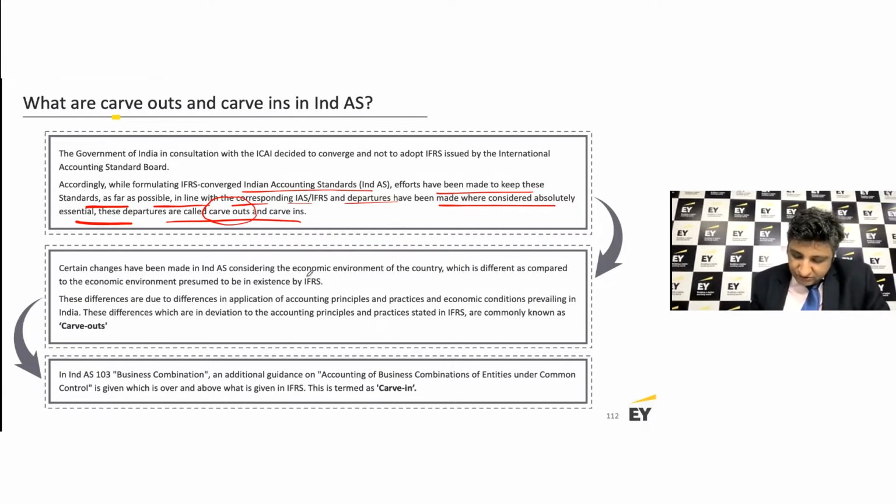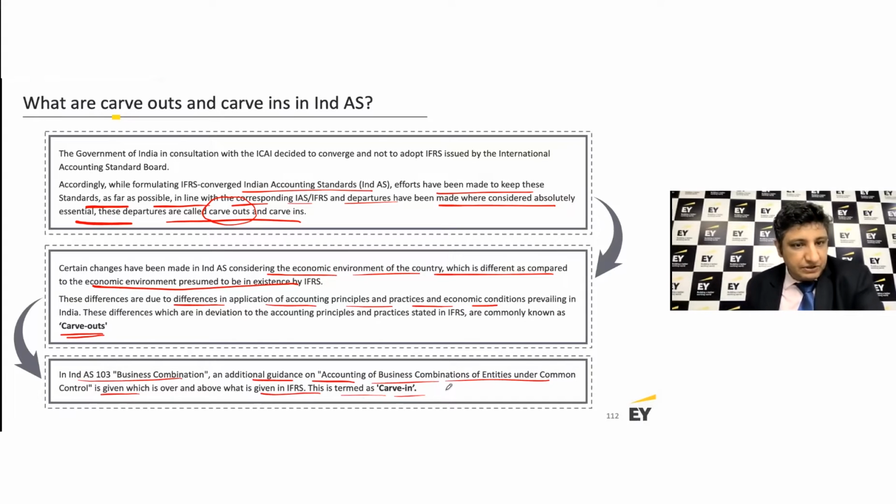Essentially, considering the economic environment of the country as compared to the economic environment as presumed under the IFRS regime, those differences arising as far as the application of the Ind AS is concerned, that's where the word carve out is used. But then at the same time, there could be an additional guidance provided, let's say in a very specific scenario of Ind AS 103. That is where the word carve in comes into the picture. Just for understanding purposes, it's not something which is significant from an examinations perspective. So just to highlight that part.